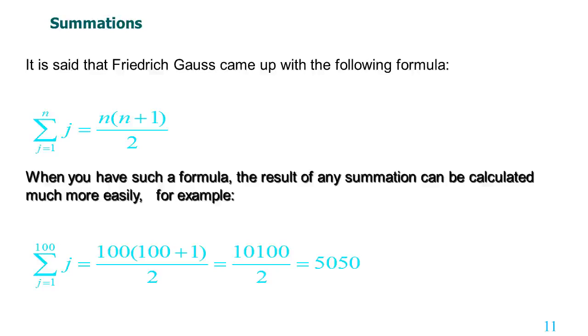if you have to find the sum of the first 100 natural numbers, then you put the value of n in the formula. The value of n is 100. So 100 into 100 plus 1, that is 10100. Ultimately it becomes 5050.